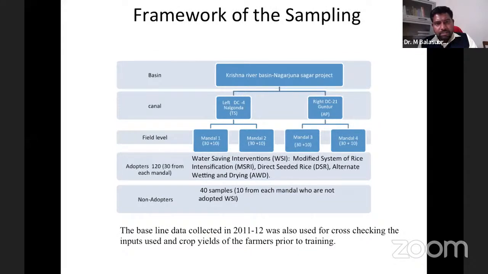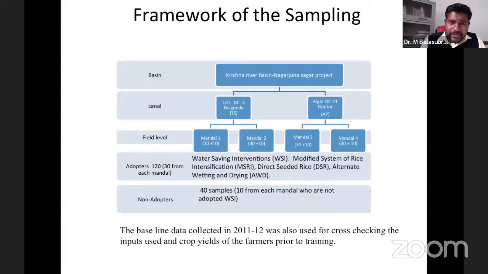The Nagarjuna project is on the Krishna River basin, with distributary canals, and there are more than 40 of them. From these, we randomly chose DC4 and DC21. Within this random selection, you may have a purpose: where you have implemented your project, and where you have given your awareness training or capacity building programs. Always keep that in mind.